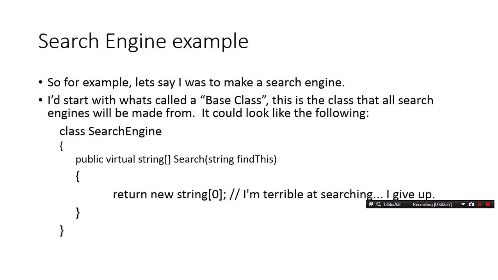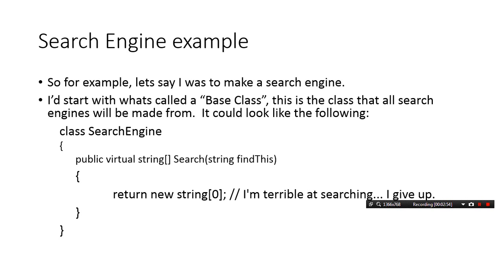So for example, let's say we were to make this hypothetical search engine class that we're talking about. We'd start with something that we call a base class. And that base class, another word for that is the parent class. That's the class that all search engines are going to be made from. And for example, it would look like the following. You'd say class SearchEngine, and then you'd have a method called something like search. So public virtual string[] Search that returns an array of strings.